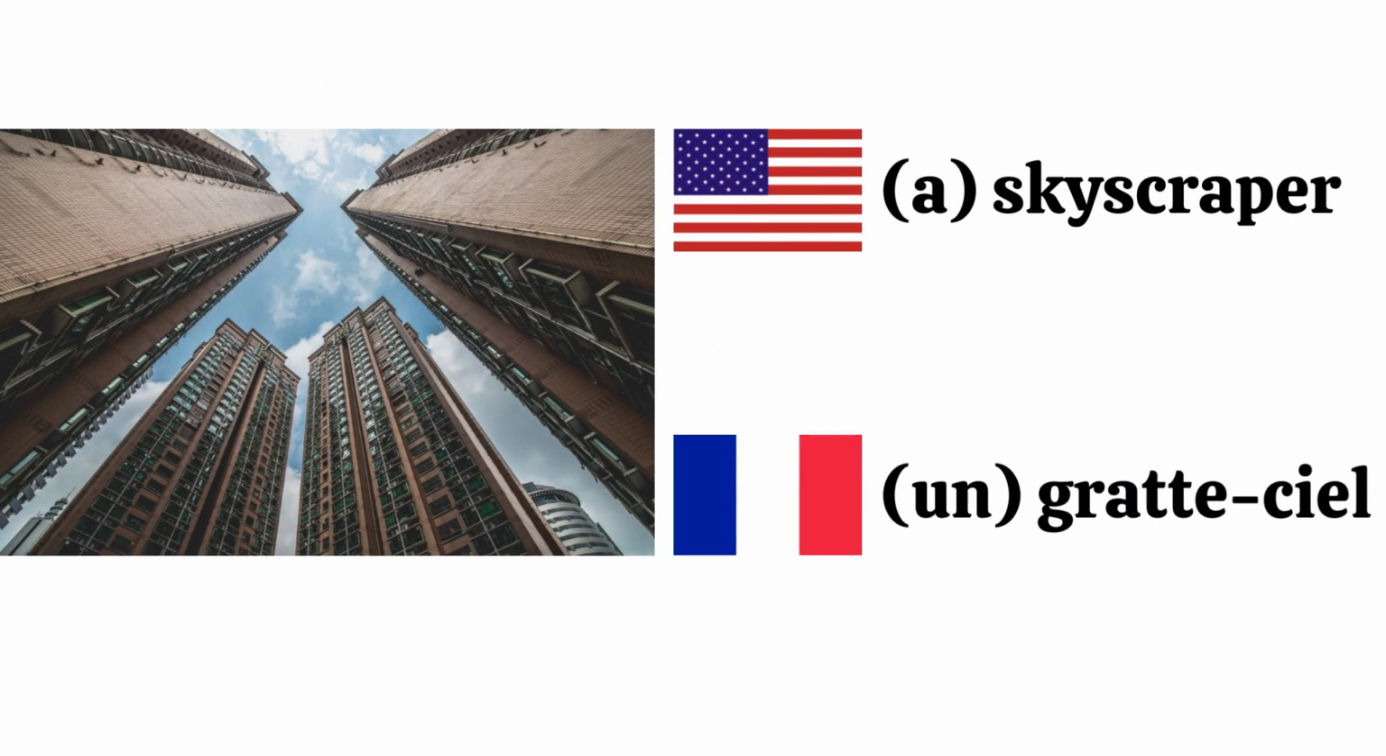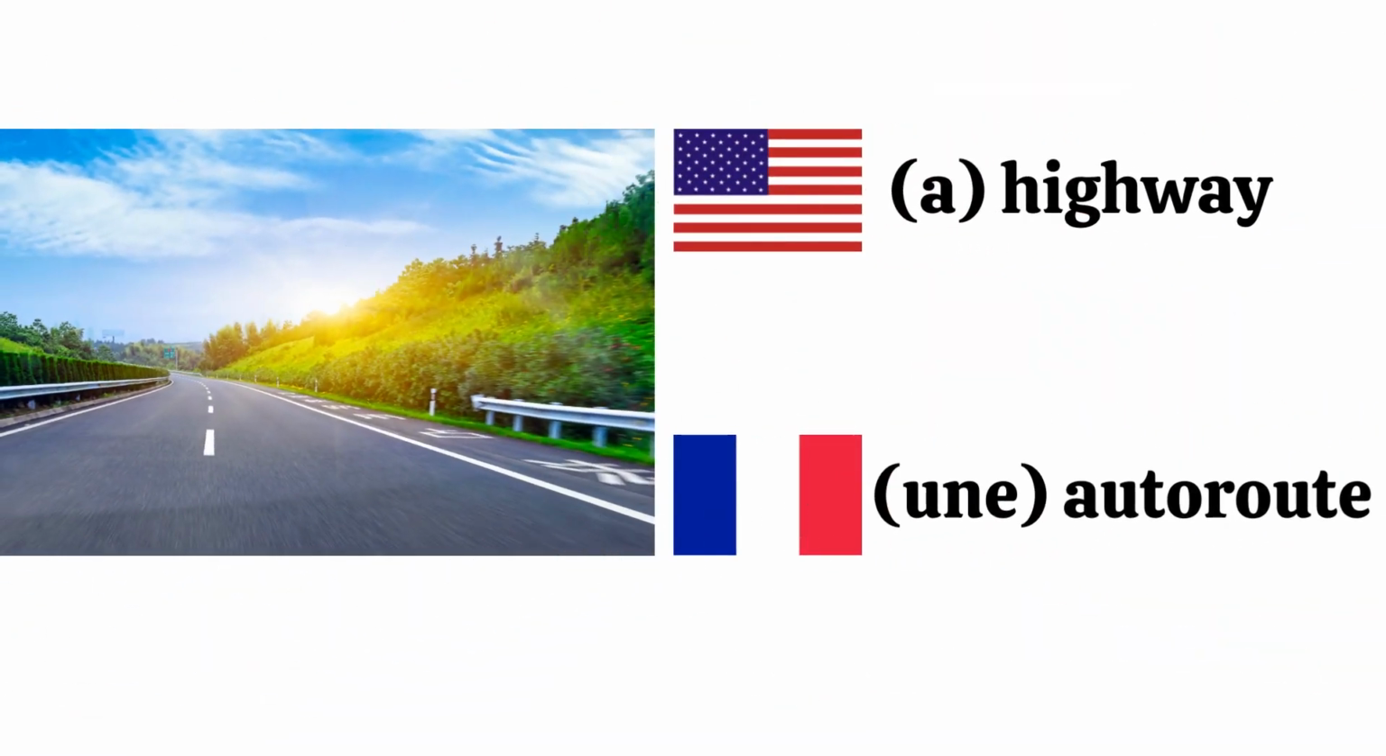A skyscraper. Un gratte-ciel. Par exemple, dans une ville, a city, on peut avoir un skyscraper. Un gratte-ciel, un immeuble vraiment haut. Alors que dans une town, on n'a pas vraiment de skyscraper. A highway. Une autoroute.